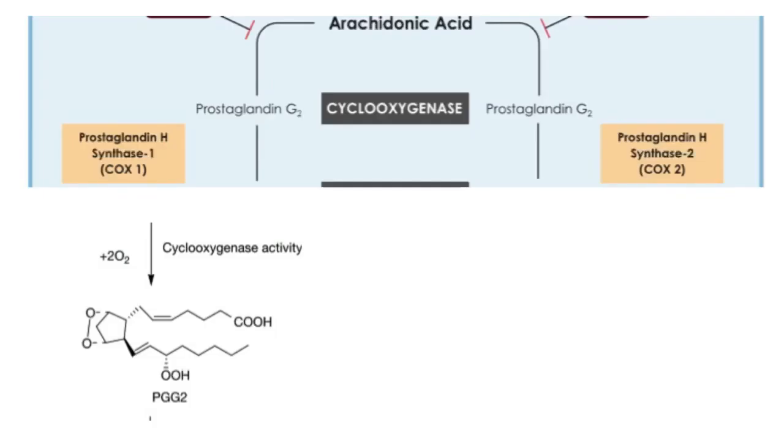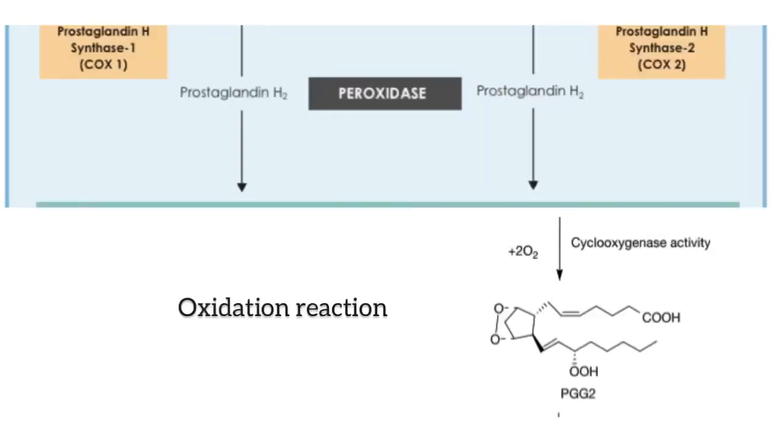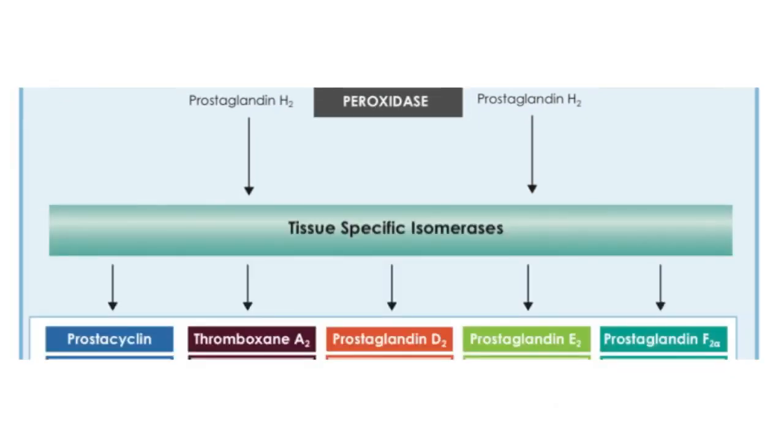COX has two catalytic sites, a cyclooxygenase site which creates a ring in the fatty acid through a cyclization reaction to produce a prostaglandin known as prostaglandin G2. The second catalytic site is the peroxidase site, which catalyzes an oxidation reaction to produce another intermediate known as prostaglandin H2. This intermediate is then converted into a variety of different prostaglandins, such as prostaglandin F, prostacyclins, and thromboxane.